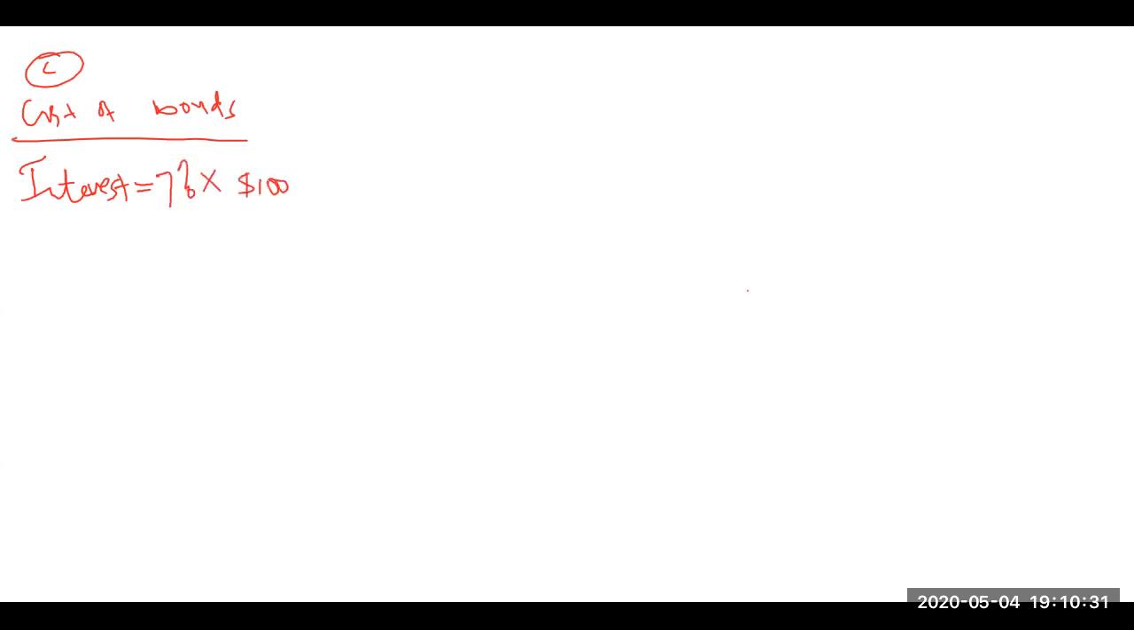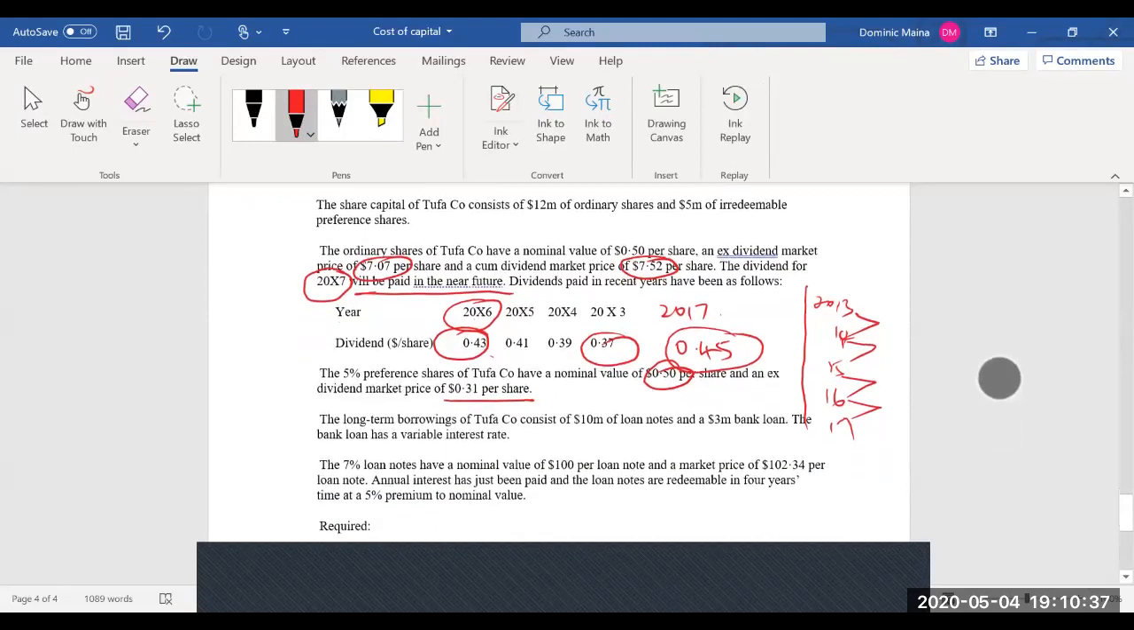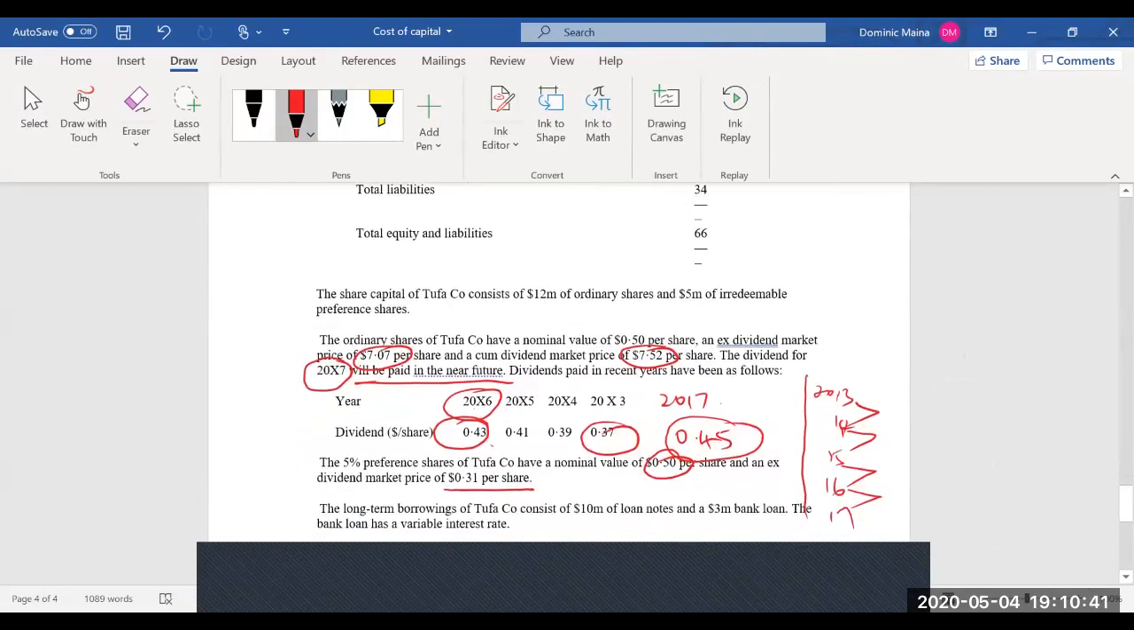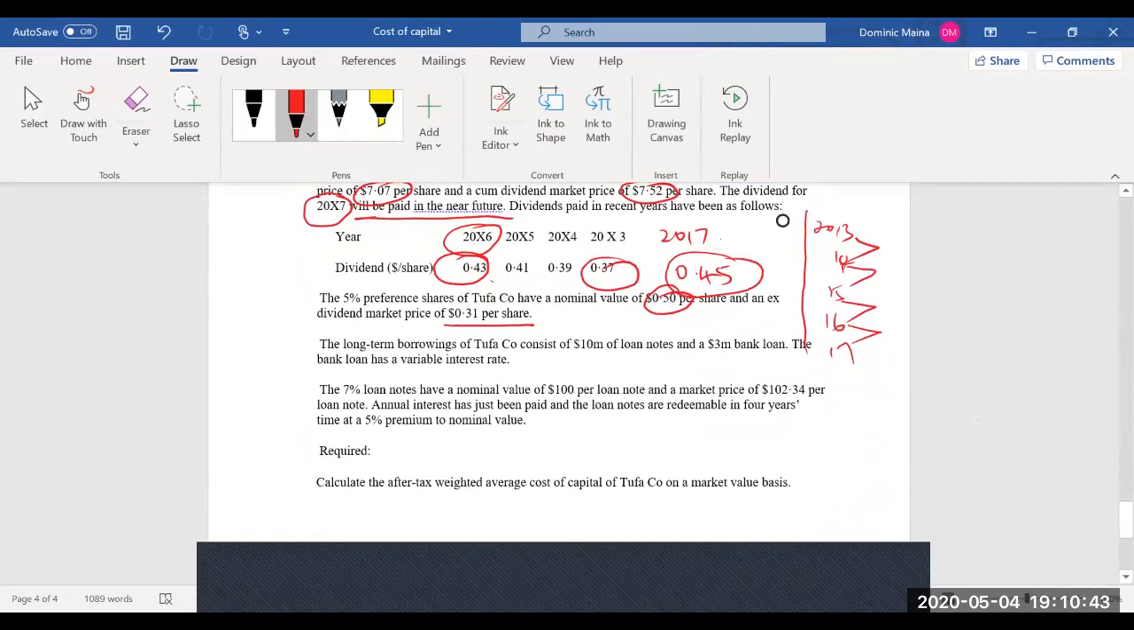So the bond we have here is paying interest at a rate of 7%, with a nominal value of 100. And do you pay tax?